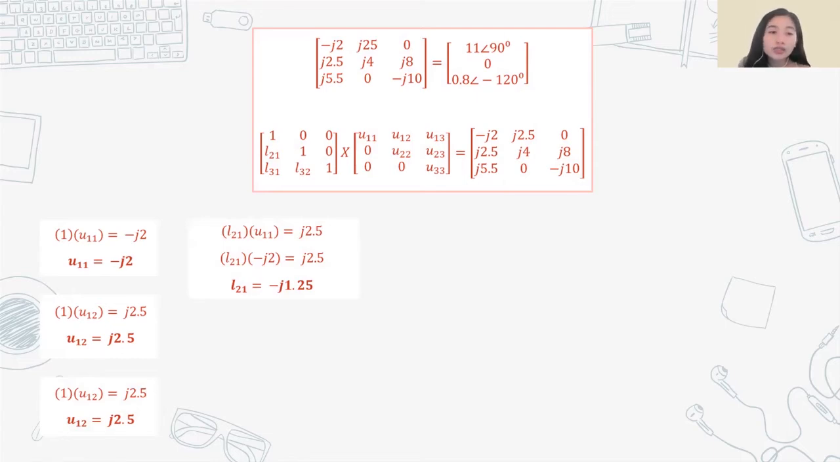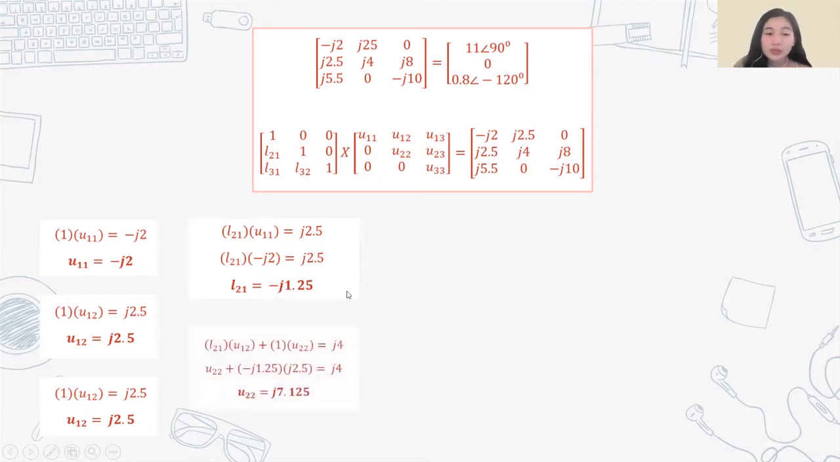So, ang ating L21 will be multiplied to our U11 since nasa first row siya and equivalent to our j2.5. And ating yung U sub 11 natin will be equivalent to negative j2 since nasolve na natin siya kanina. So, by just doing the math, we have to divide our j2.5 to our negative j2. Giving an answer, press your calculators, our L sub 21 will be equivalent to negative j1.25.